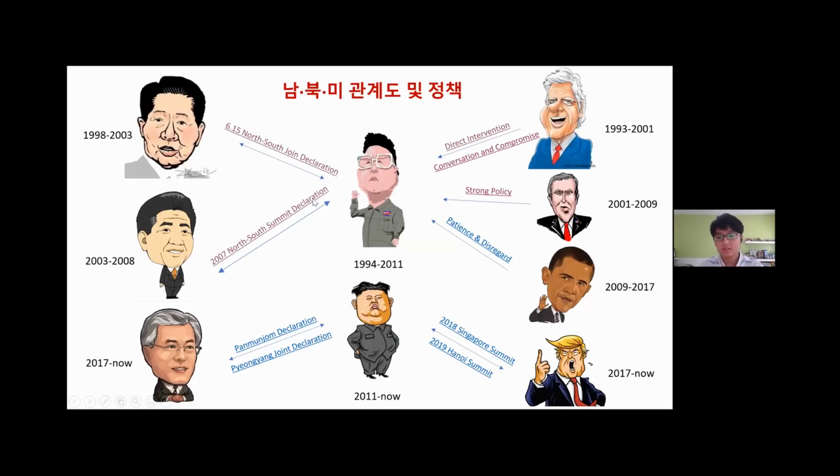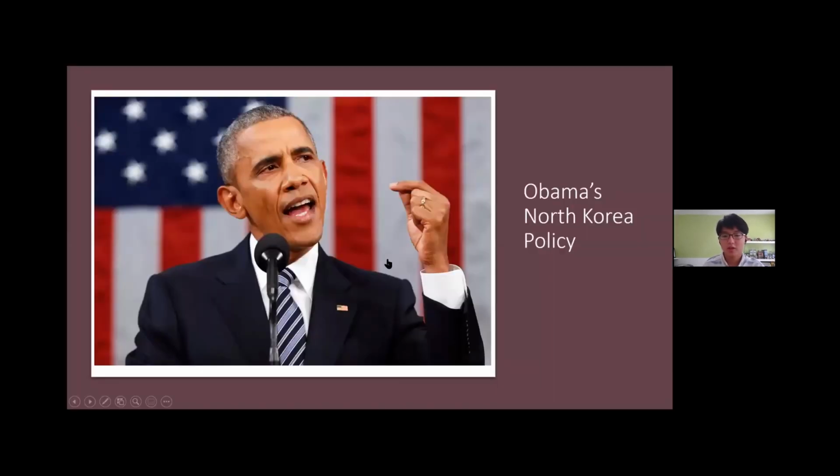And then after Roh Moo-hyun, President Barack Obama became the president of the United States. He enacted patience in this regard. He didn't want any issues in the Korean Peninsula, so he didn't enact strong policy like President Bush. That's why when North Korea attacked South Korea in 2010, called the Yeonpyeongdo attack, Obama had to stop the South Korean president from attacking back because he didn't want any further problem in Korea.